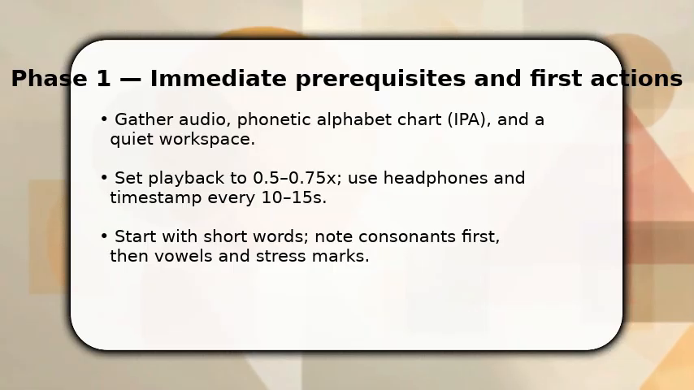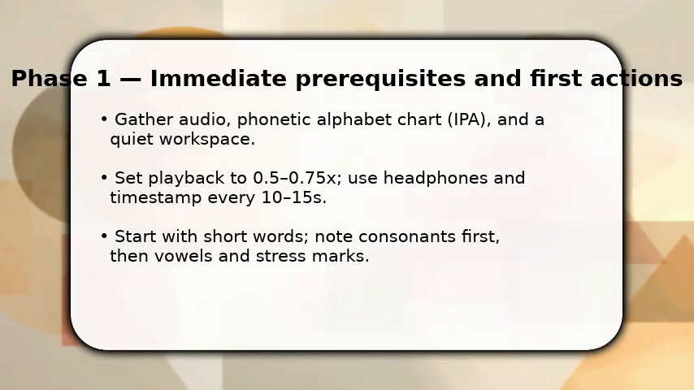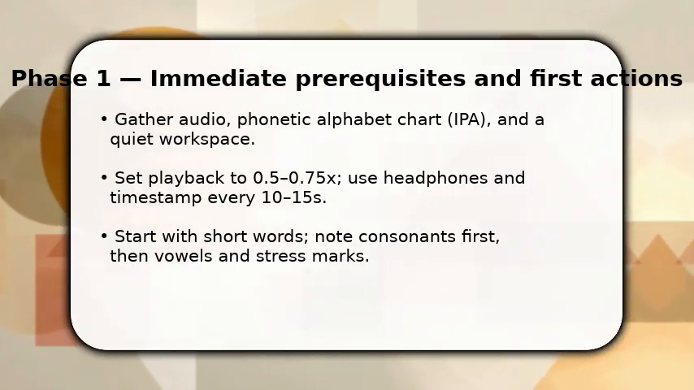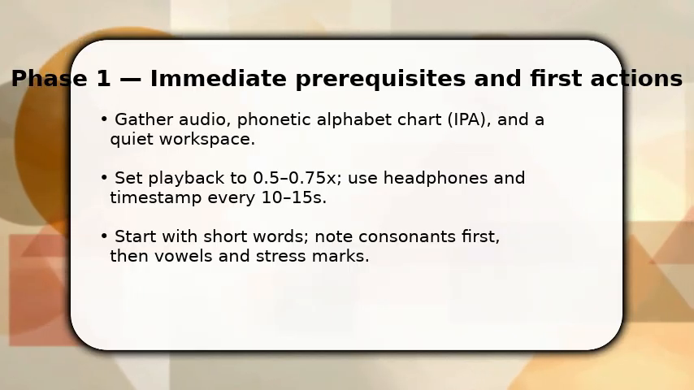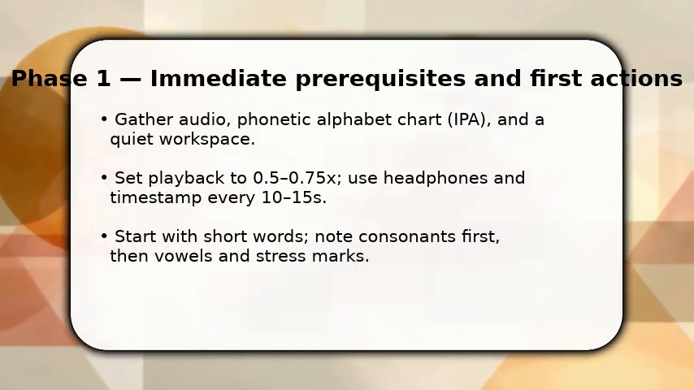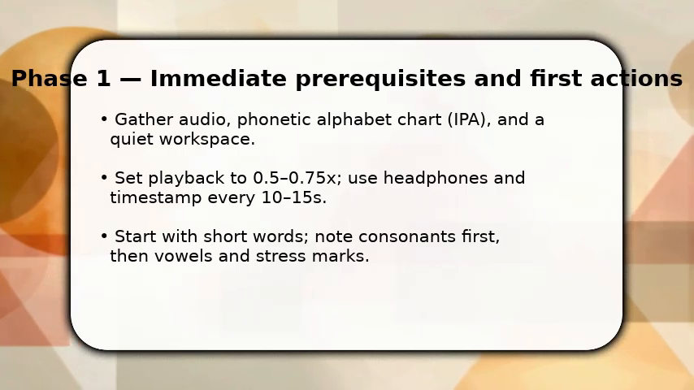You start by opening the audio and your IPA chart. Do this now. Listen once for overall rhythm, then set playback to 1/2 or 3/4 speed and focus on the first 10-15 seconds. Pause after each word and write consonants first. Those anchor the shape of the word.